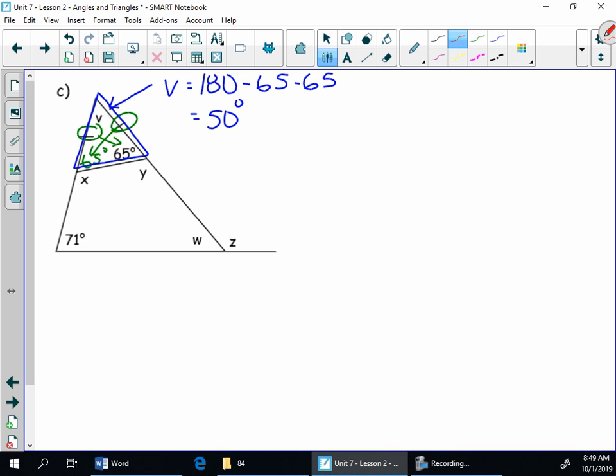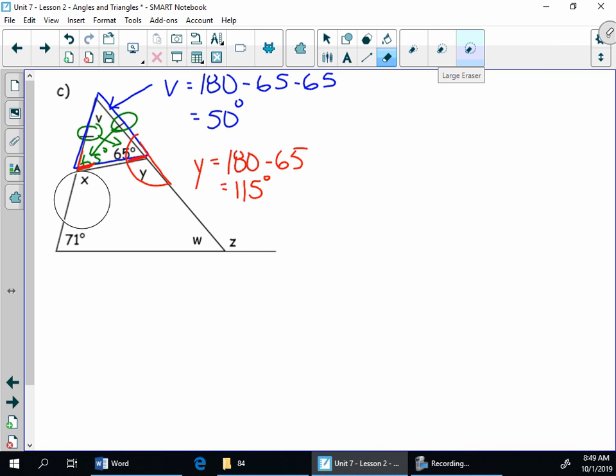I can figure out x and y actually because they're being met by a straight line. What do I know about straight lines? I know they make 180. So y has to be 180, take away 65 is 115. Now it turns out, I'm going to have to do some erasing here. It's getting kind of messy here. It turns out that x is actually the same.